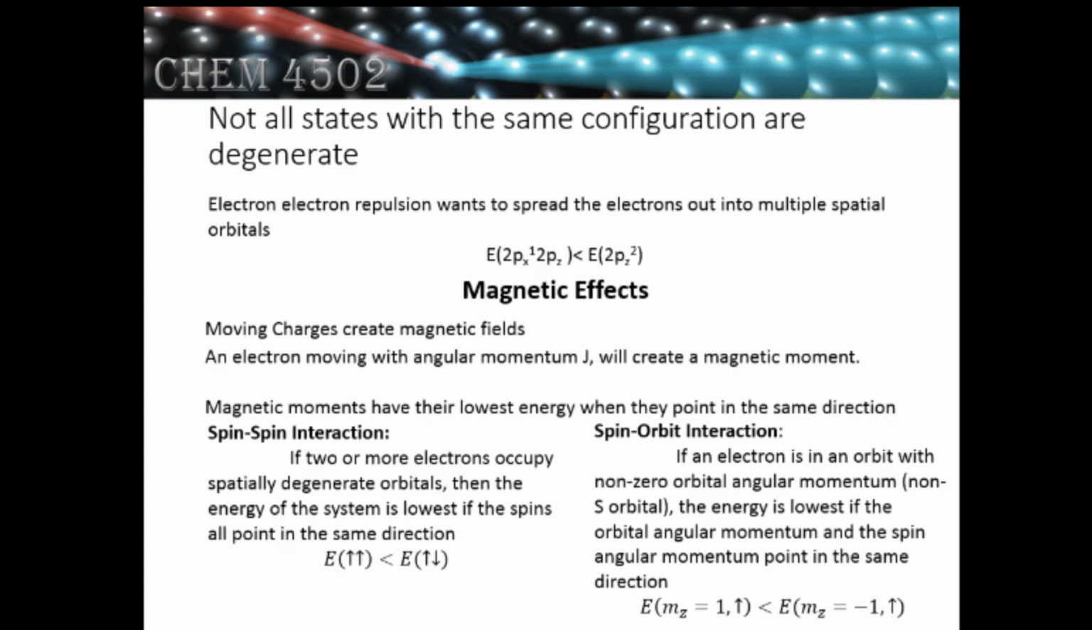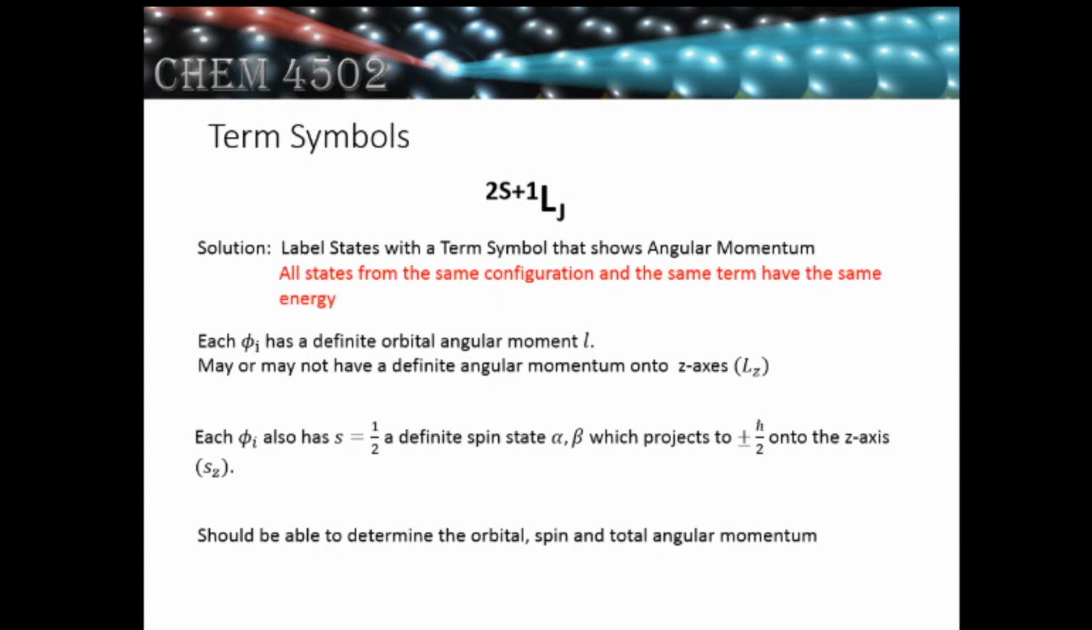Now there's a separate interaction. The spin-spin interaction requires multiple electrons. There's a separate interaction, which is a little bit weaker, called spin-orbit interaction. That's going to want to make the spin angular momentum of an electron point in the same direction as the orbital angular momentum. So it's going to be lowest in energy when m sub z has the same sign as the spin of the electron. Obviously, m sub z is 0 for an s orbital, so this only applies for p, d, f, g, and h orbitals.